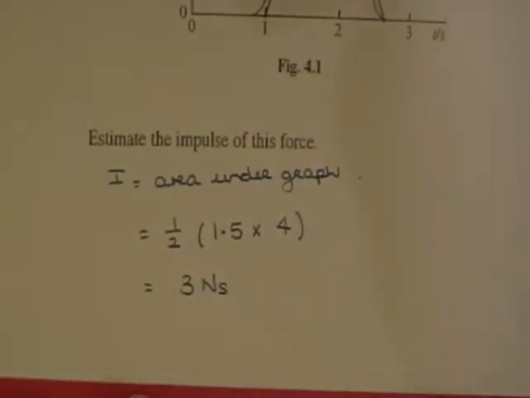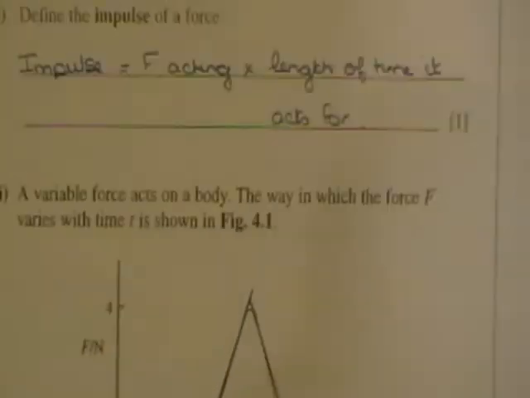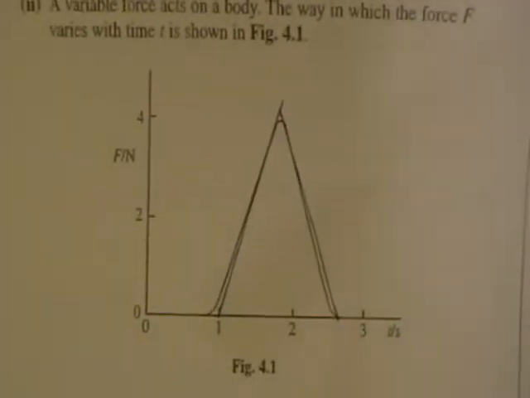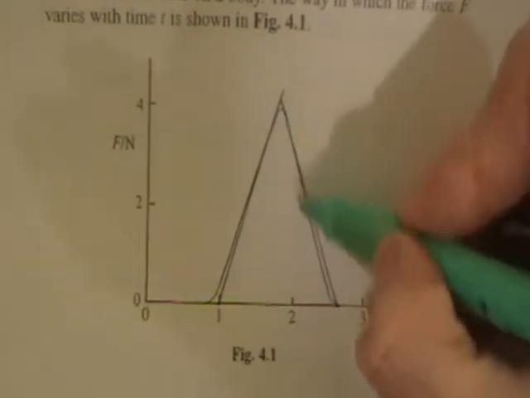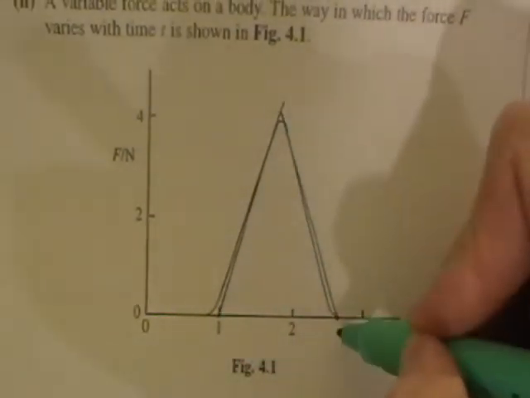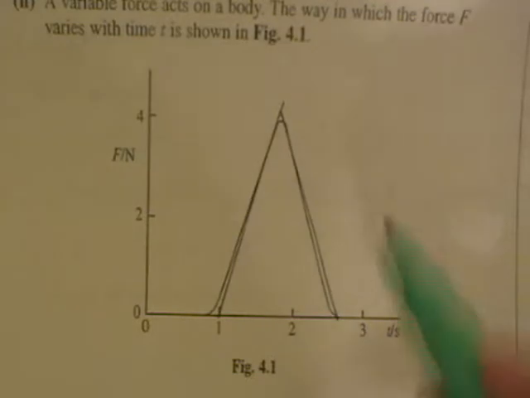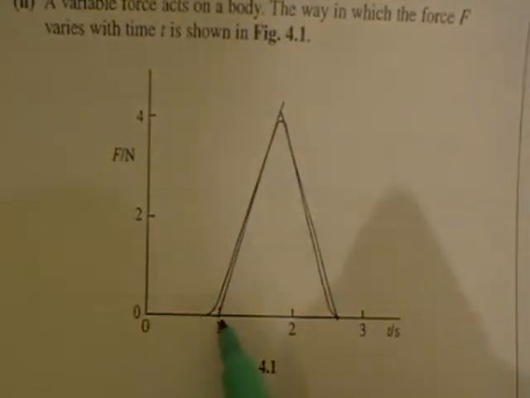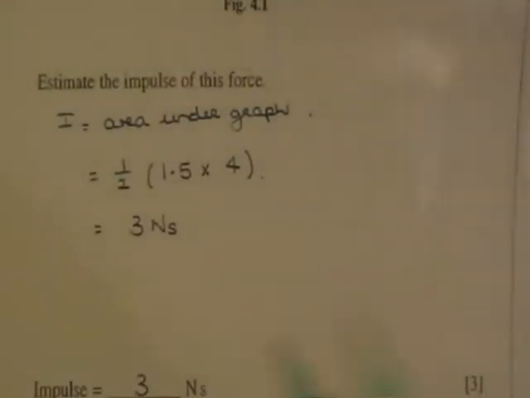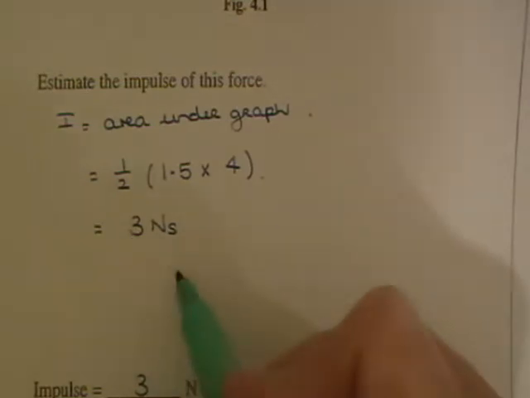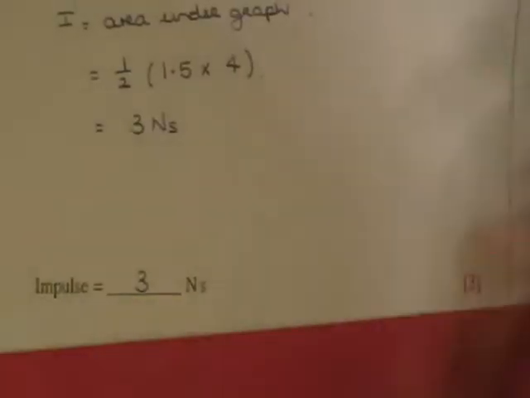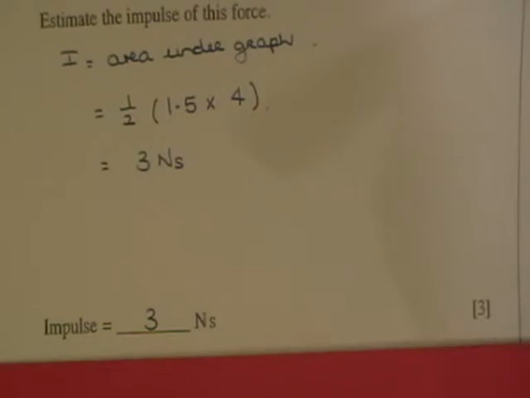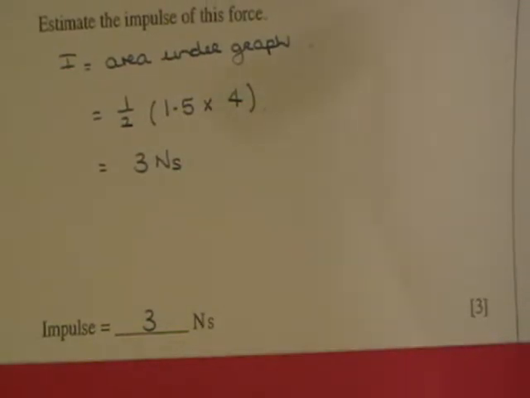So the impulse of the force is the area under the graph, and what I did here was I drew on top of the graph to make it into a triangle. And then I estimated half the base, which is half of 1.5, multiplied by a height of 4. This is the calculation I did: half of 1.5 times 4, which is 3 newton seconds, and that's the answer at the bottom here. They have allowed you an answer between 2.8 and 3.2 newton seconds there.